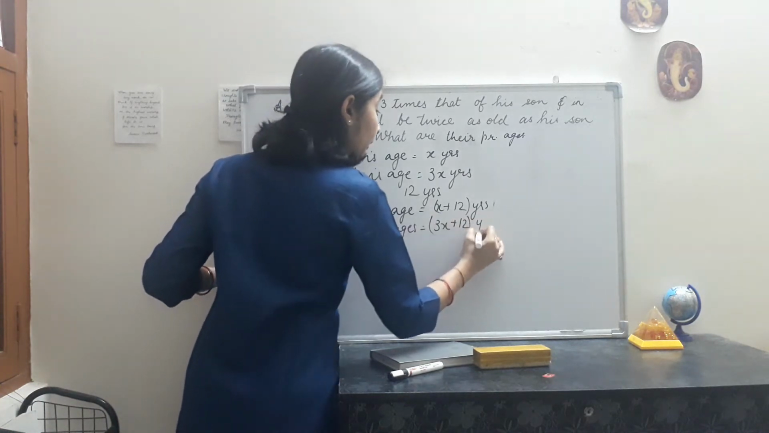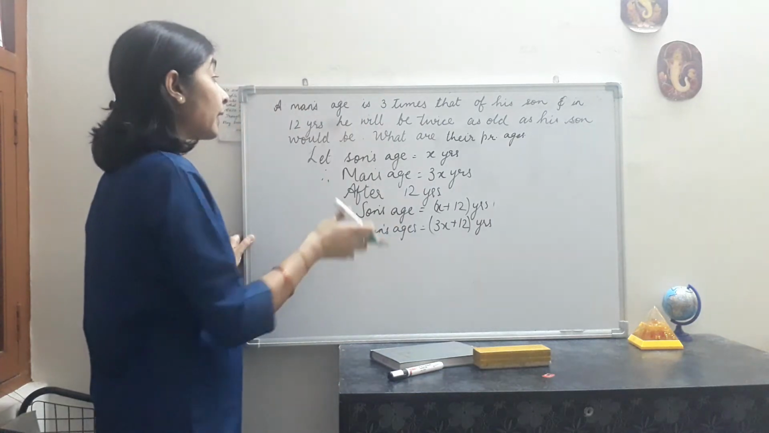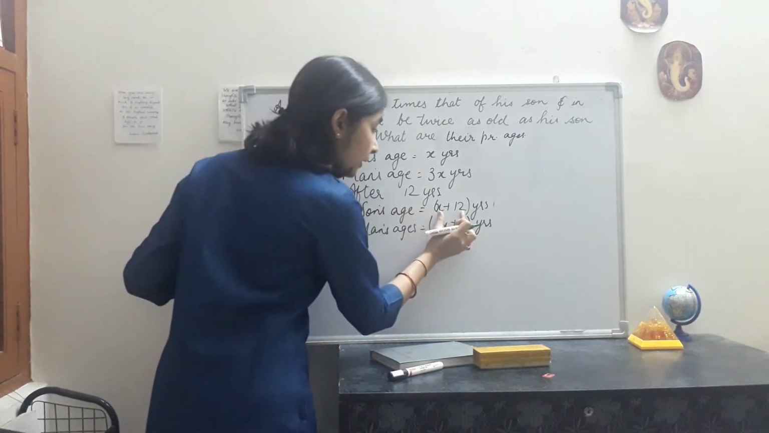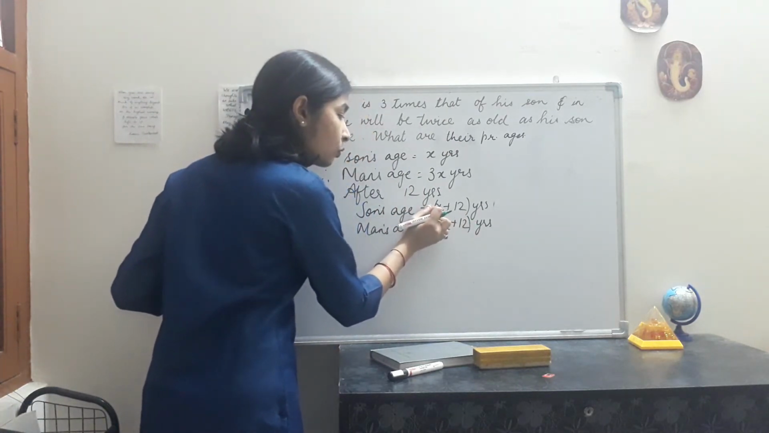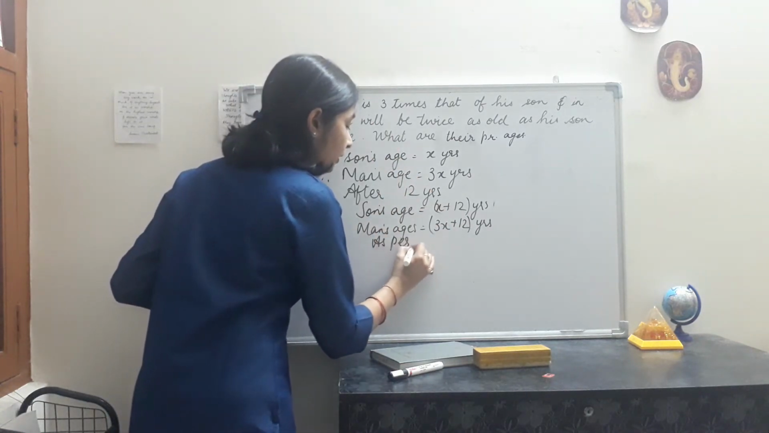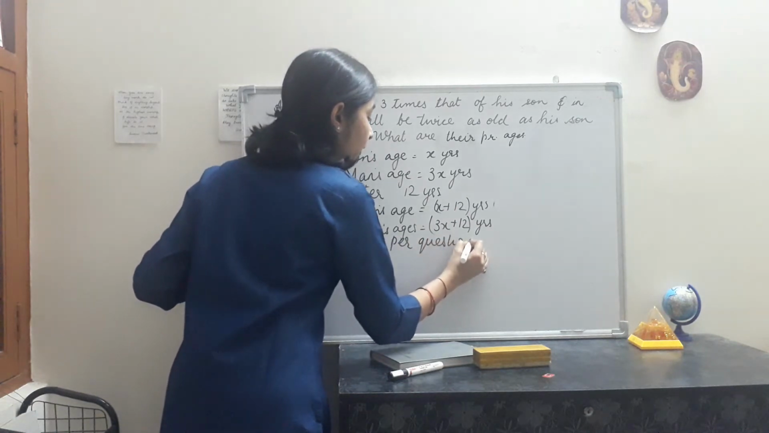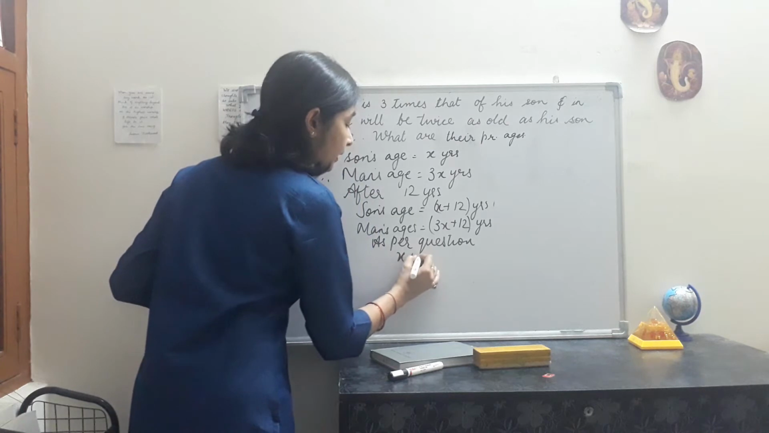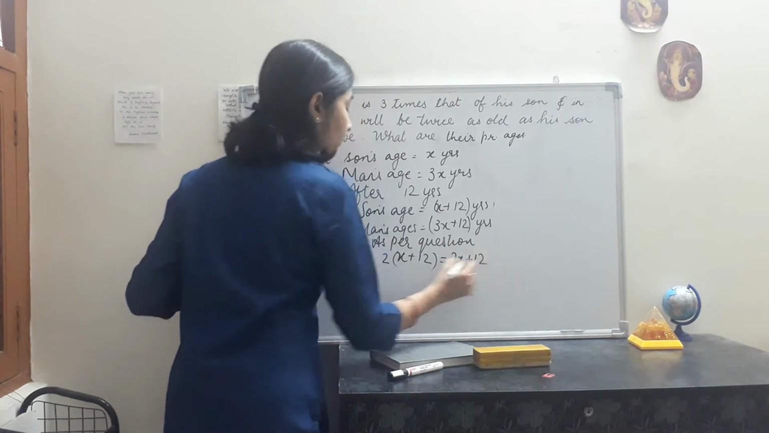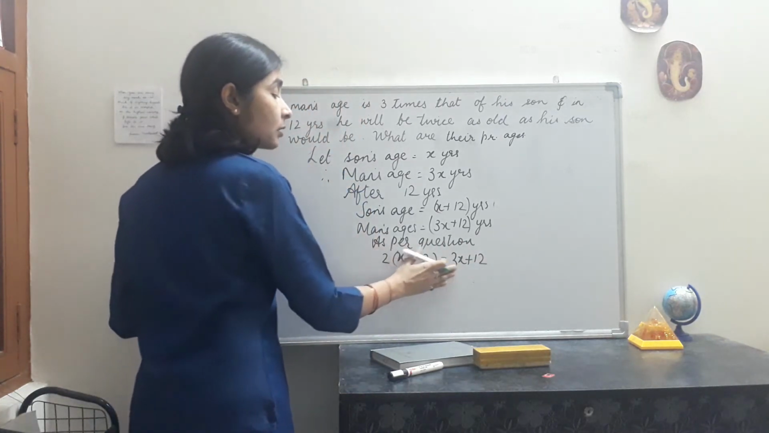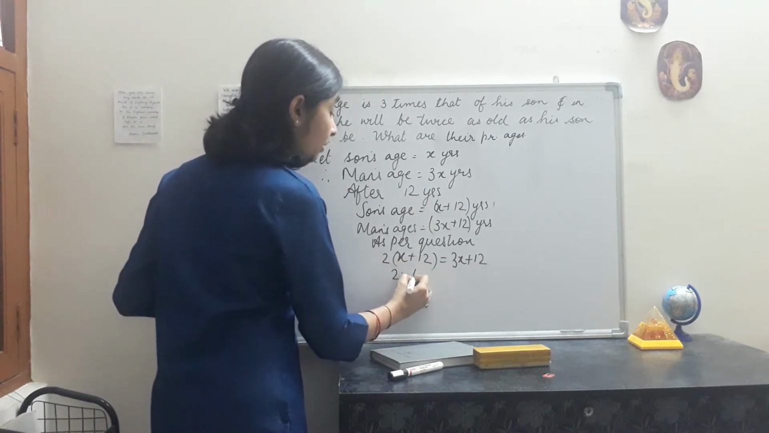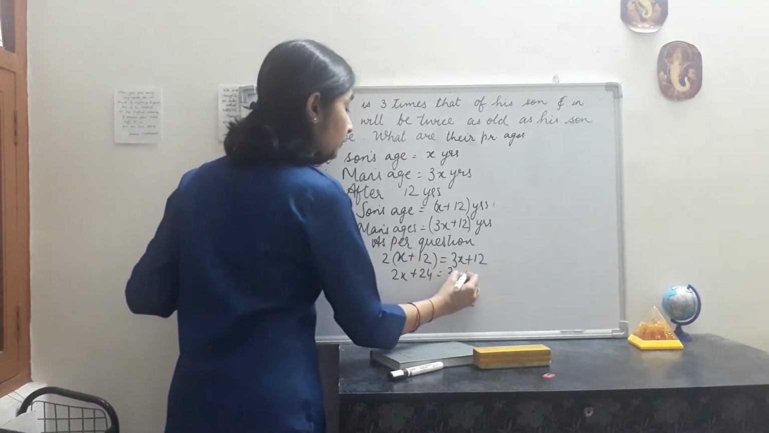Okay. Now what will be the comparison at that time? At that time the man will be twice as old as his son. So whatever is his son's age, if we multiply 2 to it, we will get the father's age. So as per the question, what will be our equation? If we multiply the son's age x plus 12 by 2, we get the father's age. So our equation is twice the son's age is equal to the father's age after 12 years. Now simplifying it, 2x plus 24 is equal to 3x plus 12.